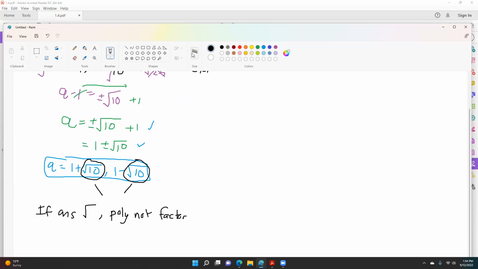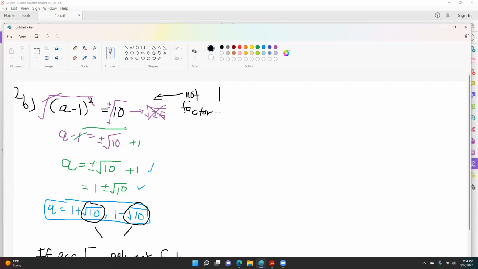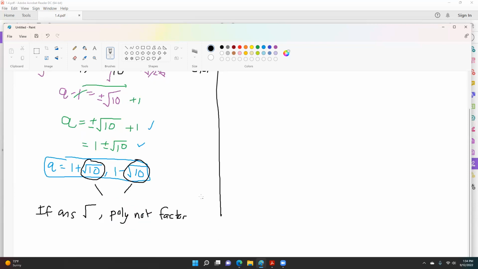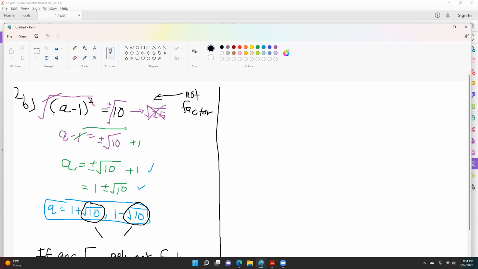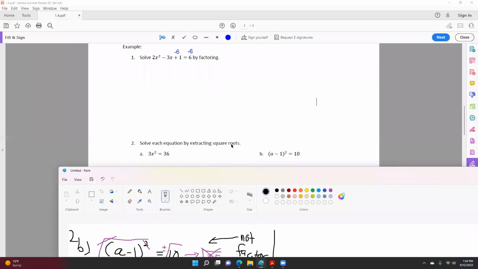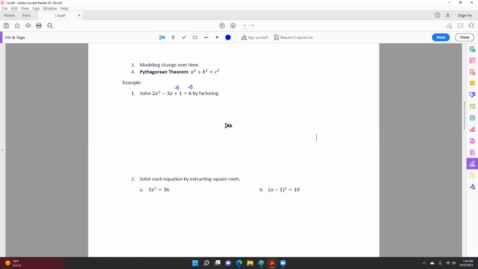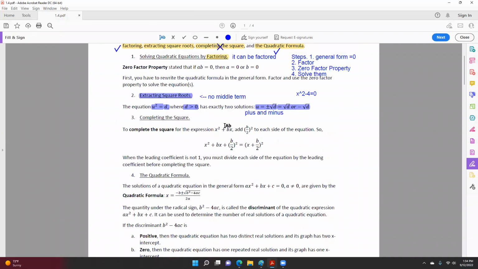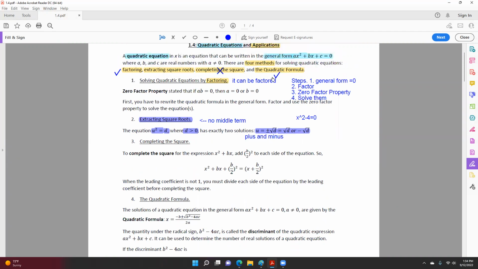Okay, so what happens if your polynomial is not factorable? You can use the square root procedure that we have there. But as you know, the square root procedure only works when you have no middle term. Okay, so then we can use the other two methods. These two methods that I'm showing you are exactly the same, but one of them takes a bit longer to do.